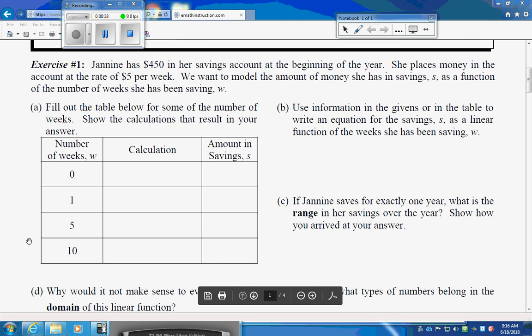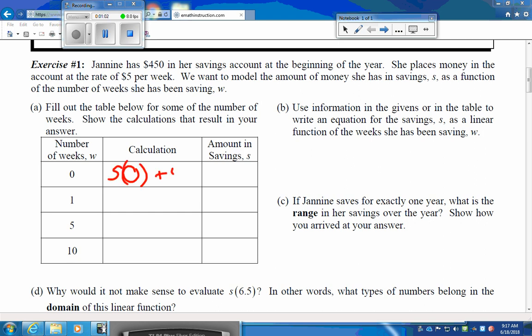Now exercise 1 says Janine has $450 in an account and she places money in the account at a rate of $5 per week. So in this case, after 0 weeks, we know she's getting $5 a week, so it'd be 5 times 0 plus 450, which would mean she has $450. Now after 1 week, she's going to have $5 added on to the 450. So using that, I want you to finish these two parts.